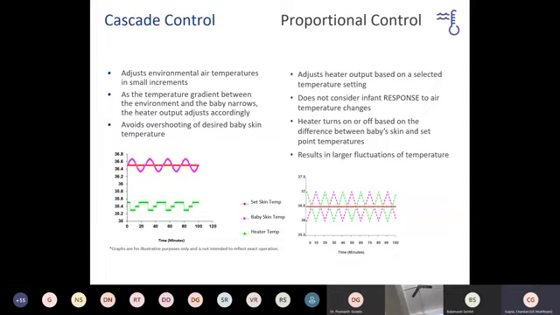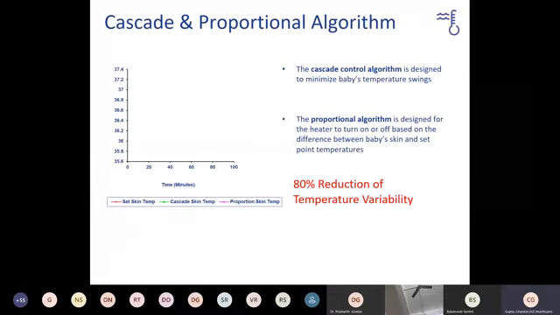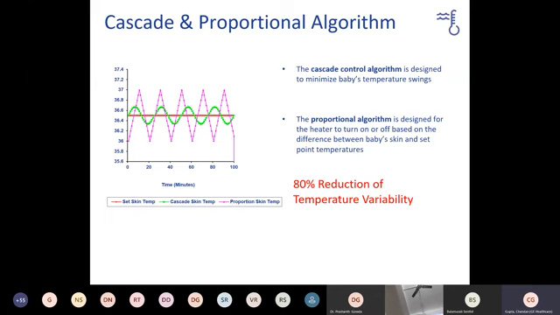So there is a third parameter apart from the baby's temperature and the set temperature. There is a third parameter, which is the environmental air temperature, that comes into control in a cascade control. The benefit of that is that in a cascade control, compared to a PID controller, what you see is that if you set 36.5 degrees centigrade, the actual temperature varies between 36 and 37.5 degrees up and down.